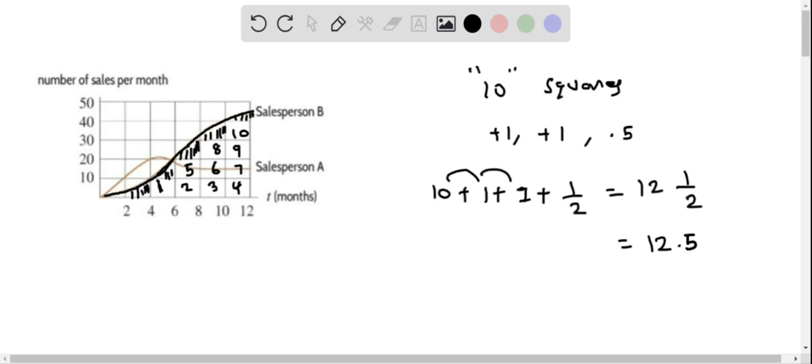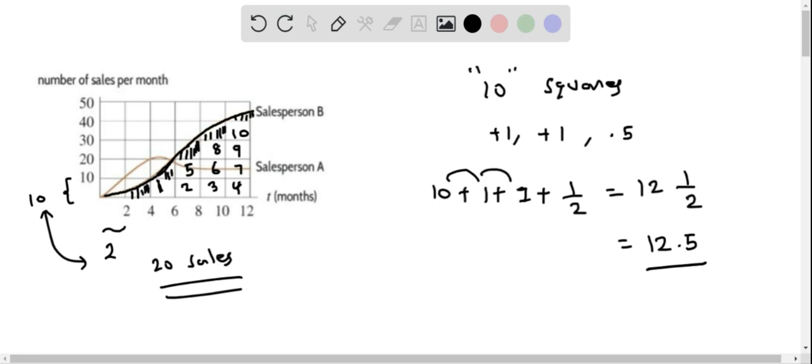We must be knowing that from this graph, each box represents sales equivalent to 20, because the height of each box is 10 and the width of each box is 2 units. So when you multiply these two, we get 20 sales. So basically each box represents 20 sales.